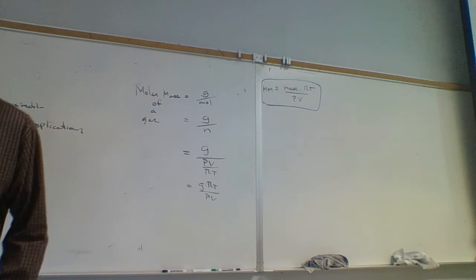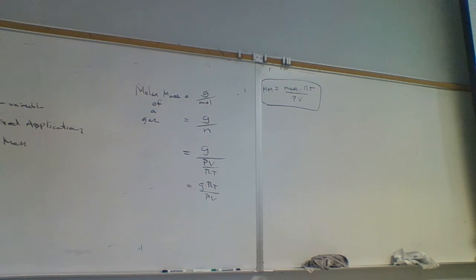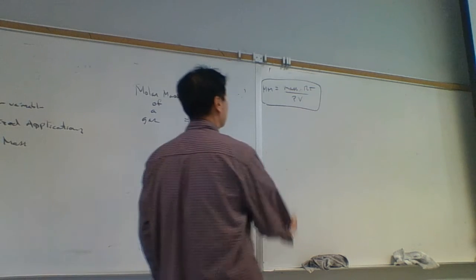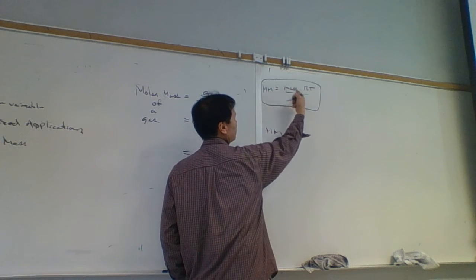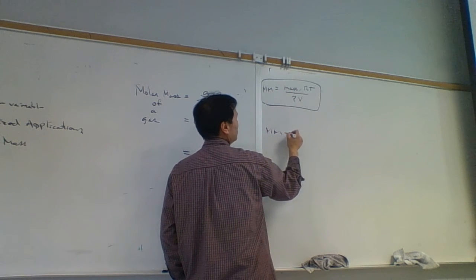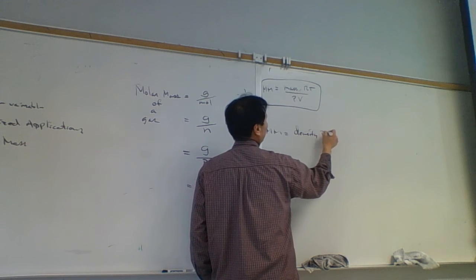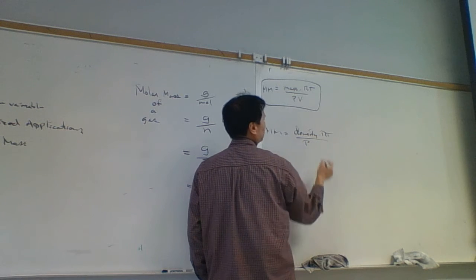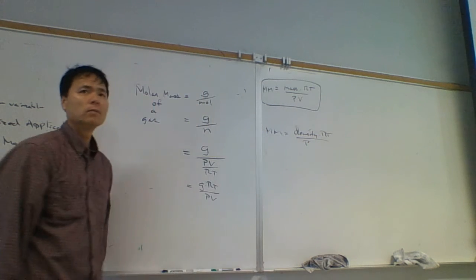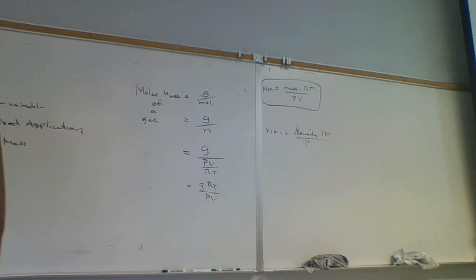But there's one other thing. Mass is in grams. What is volume in? Liters. And typically densities of gases are given in grams per liter. And so there's one more variation of this equation. Mass over volume is density. And so this is equal to the density of the gas times RT over P. So another way we could get the molar mass of the gas is by knowing or measuring its density.